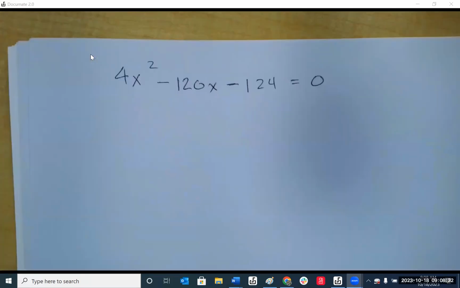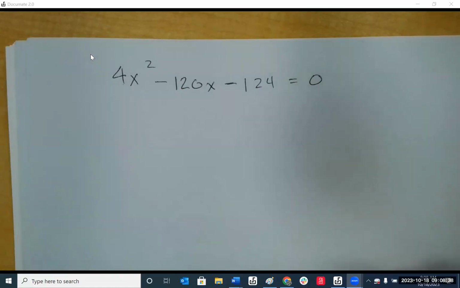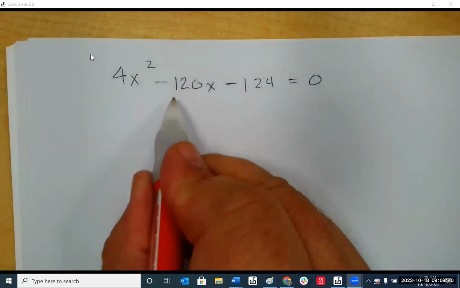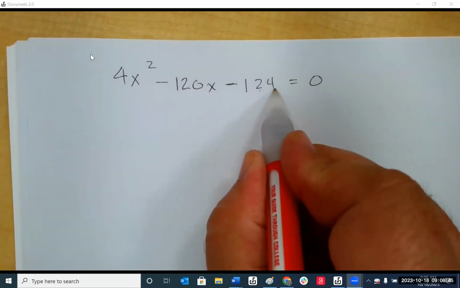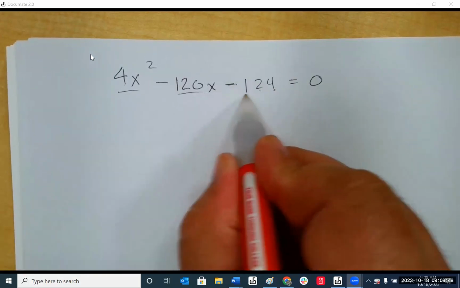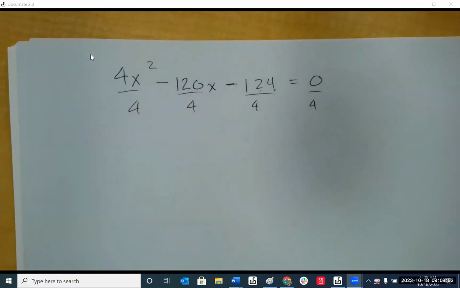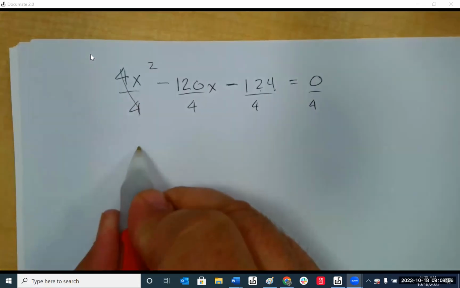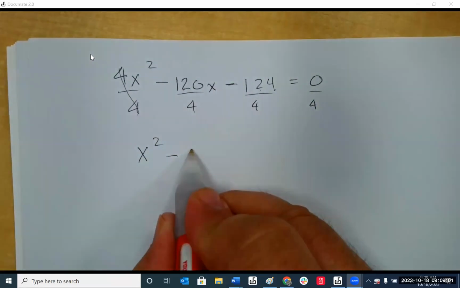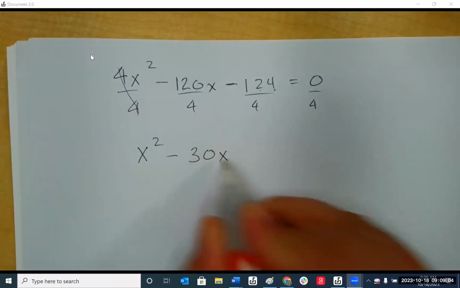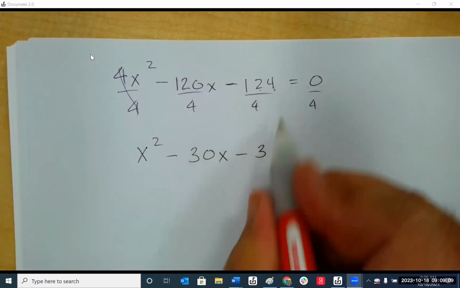Okay, before we go any further, we notice that each one of these numbers is divisible by 4. Is 12 divisible by 4? Yes. Is 4 divisible by 4? Yes. So we can divide every term by 4 to make the numbers smaller. 4 goes into 12 3 times. 4 goes into 4 once.